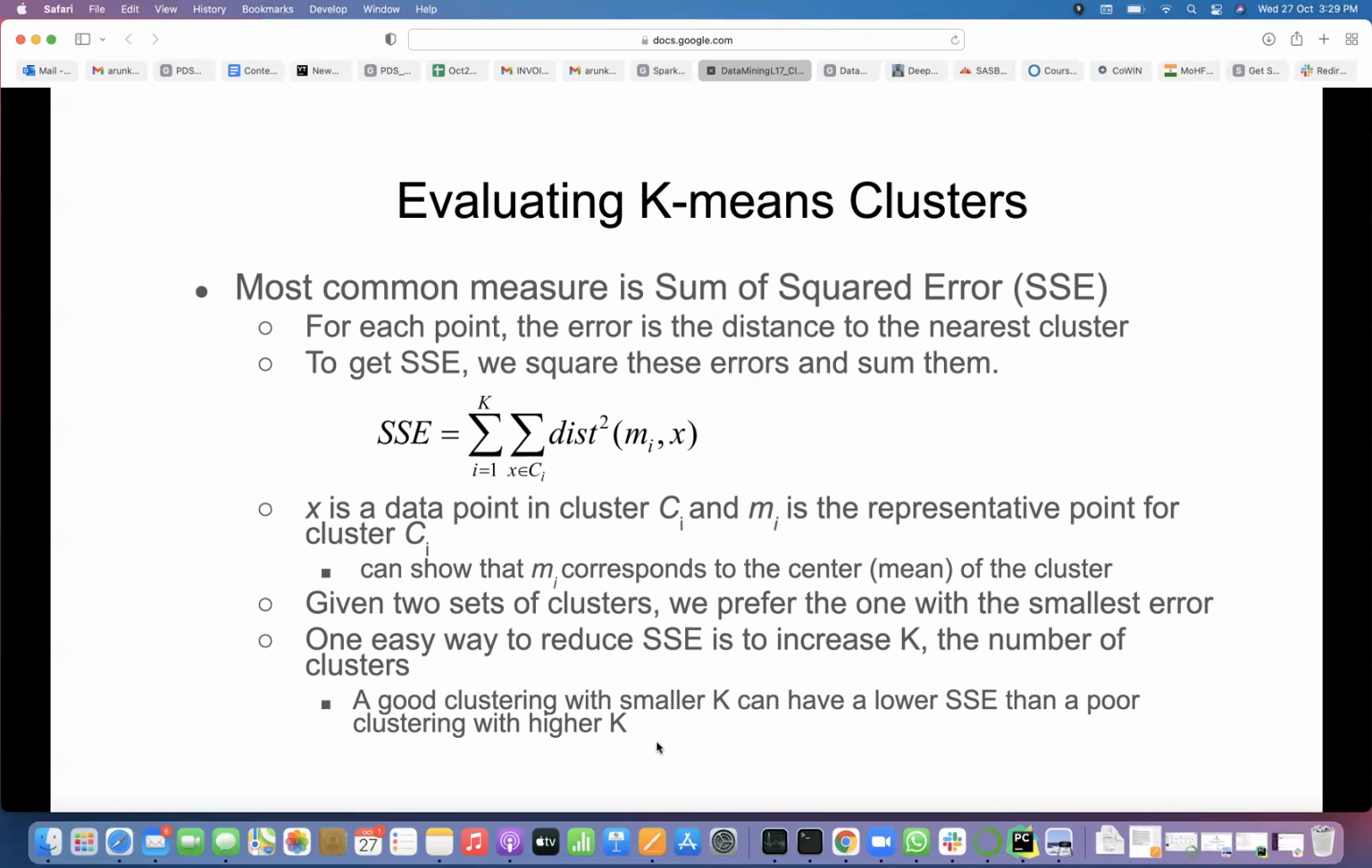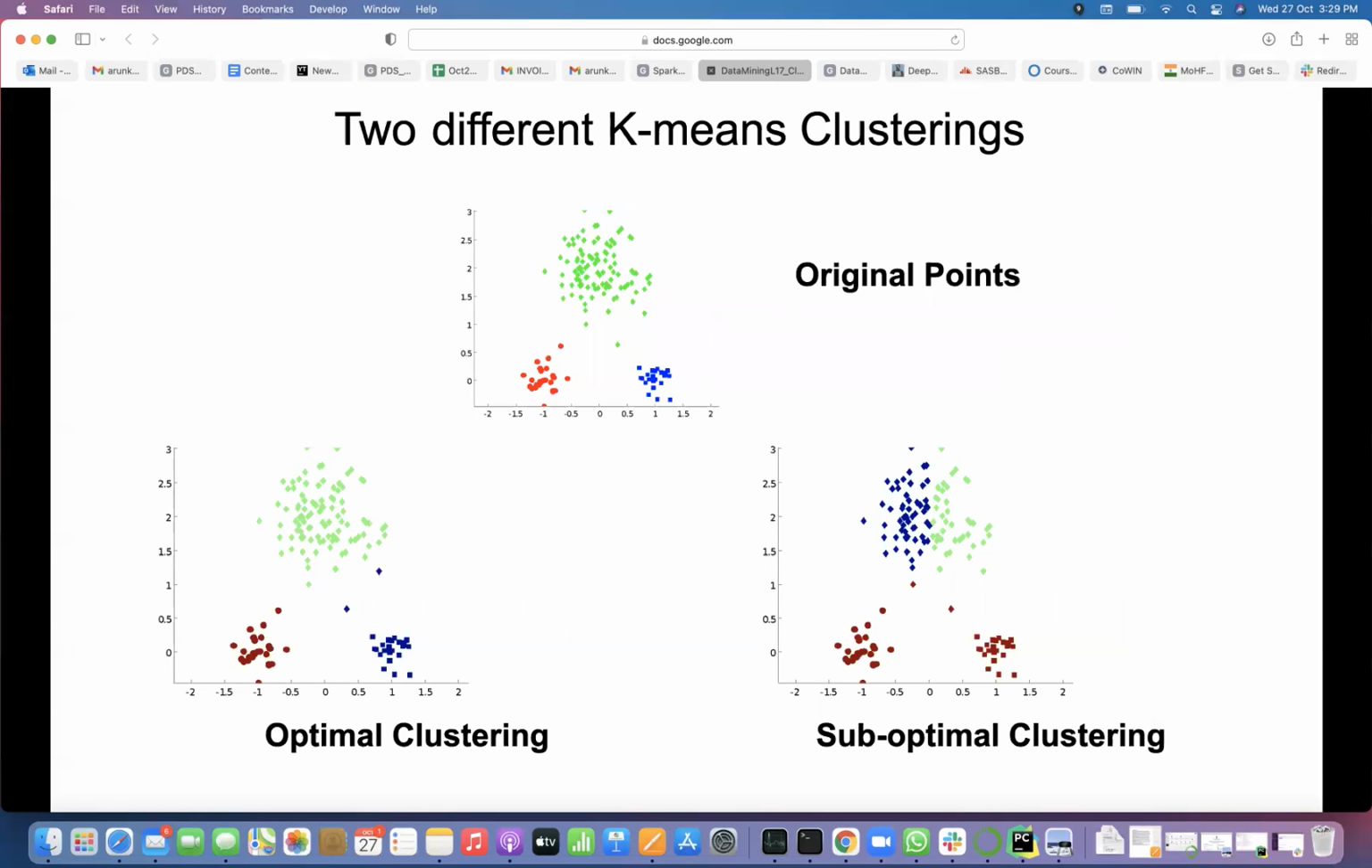We'll see how much extra SSE you are bringing down when you increase the number of clusters. So here are 2 different k-means clusterings: the original points, then the optimal clustering. This is a suboptimal clustering, so people may get results like this. So what is the difference between these clusters? Forget about the original points. There are 2 examples given, right?